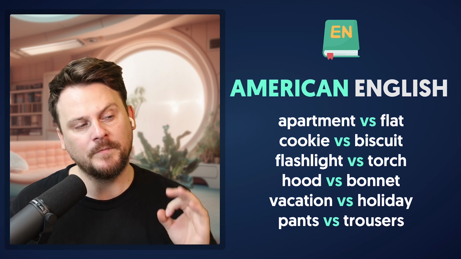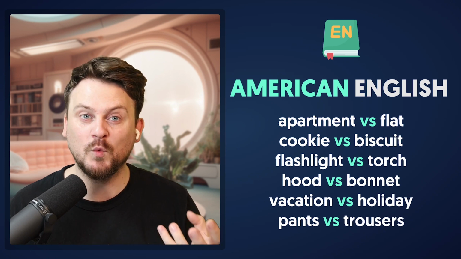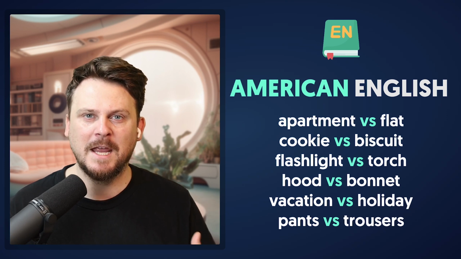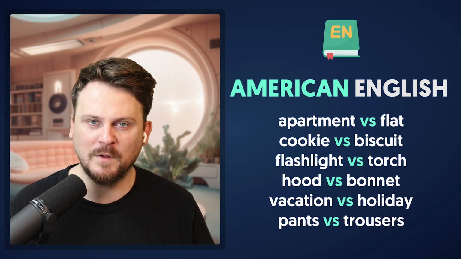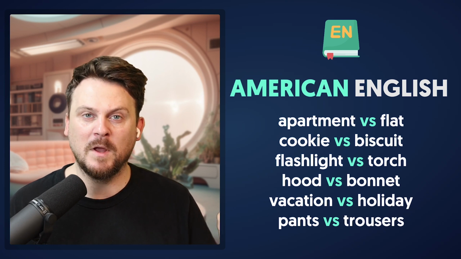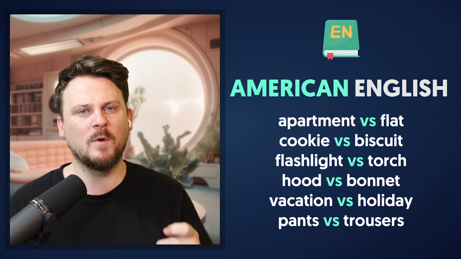For cookie and biscuit, it's a little more interesting because cookie is anything that is sweet and is sort of shaped like a circle or a square, right? And is made out of flour generally, right? And it's fairly broad. But British people also use cookie and biscuit, and a specific type of biscuit is a cookie. I think that's how it works. I could be wrong about that.